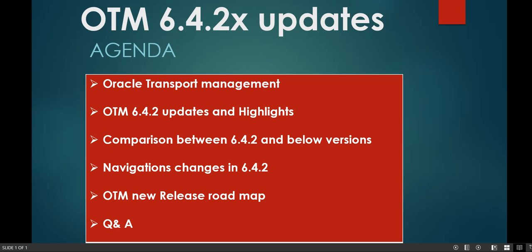Before Oracle acquired Glog, the product was called Glog. Glog is a software company that provides transportation application licensing to customers, and it is based in the US. After Oracle acquired Glog in 2005, it was named Oracle Transport Management. So this is the background about Oracle Transport Management.